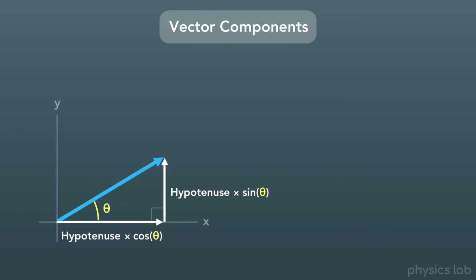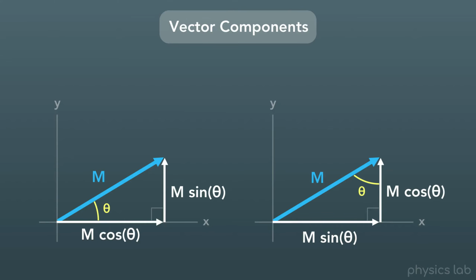To make this simpler, let's call the hypotenuse m for the magnitude of the vector. So in this case, the x component is m times the cosine of theta, and the y component is m times the sine of theta. However, if we were given the other angle, now the x component is m times the sine of theta, and the y component is m times the cosine of theta.